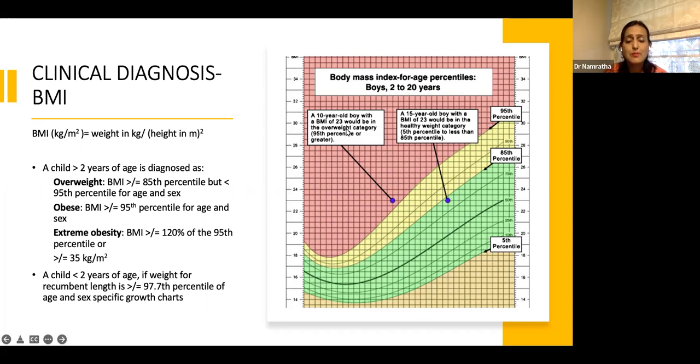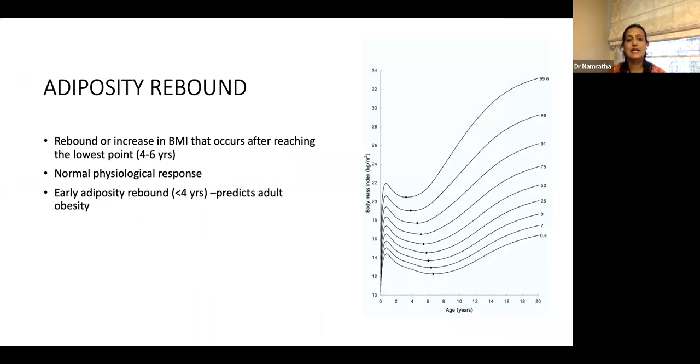So a 10-year-old child with a BMI of 23 is obese, but the same child at 15 years of age with the same BMI will be in the normal range. So that's why it's important to use the age-specific BMI charts to make a diagnosis of obesity in children. Another concept which we need to understand is adiposity rebound.